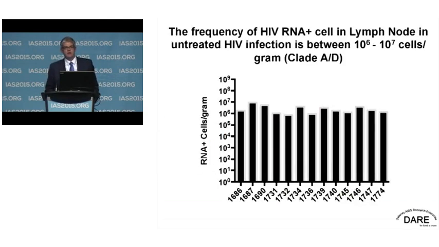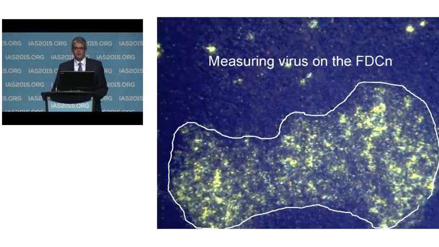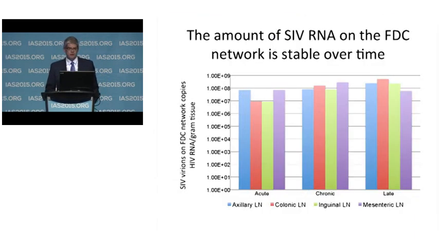We have an ongoing study in Uganda with the Joint Clinical Research Center where we're looking at reservoirs in patients before and during therapy, and we get exactly the same number as we do in the non-human primate model. So it's about 10 to the 6 cells per gram that are expressing HIV RNA in the untreated patient. We can look, as I said, in the FDC network. When we do those calculations, you can see that it's about 10 to the 8th copies of HIV RNA per gram of tissue. So you're now getting a sense for how big this reservoir is in the untreated individual.